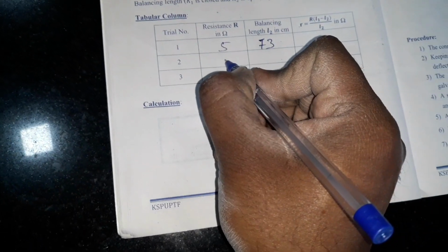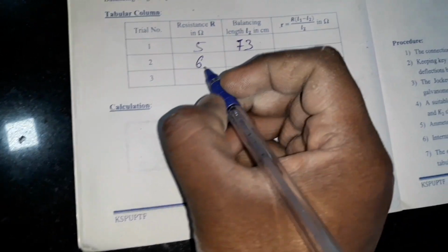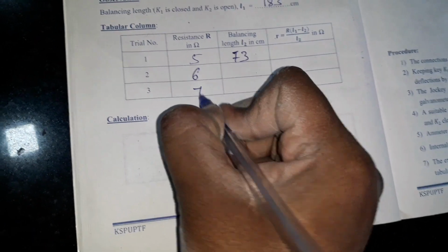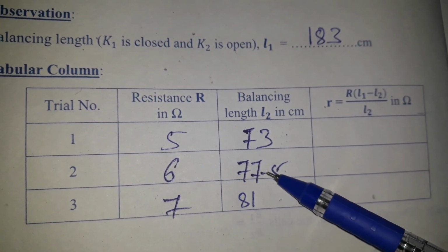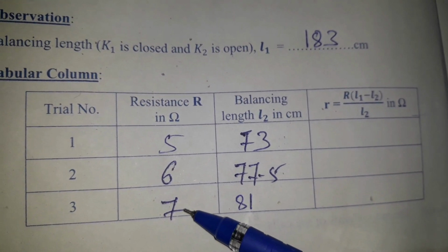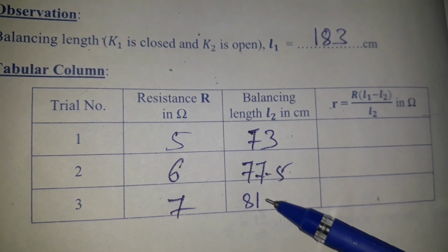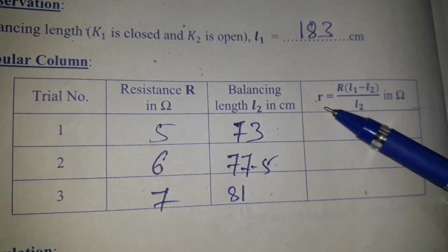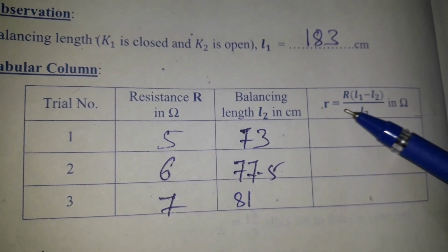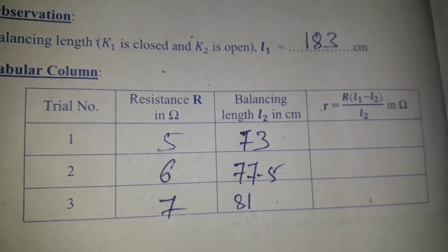Same like that, repeat the experiment for 6 ohm and 7 ohm. For 6 ohm the balancing length is 77.5. For 7 ohm the balancing length is 81. Using these values, now we are going to find out the internal resistance of the cell using this formula.